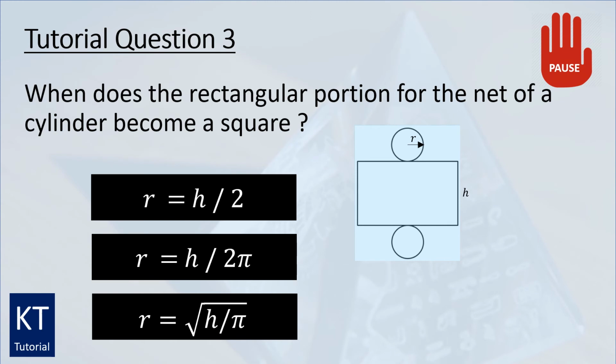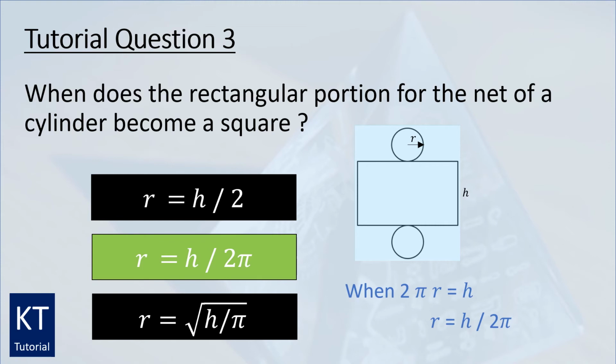Tutorial question 3. When does the rectangular portion for the net of a cylinder become a square? The rectangular portion of a flattened cylinder will become a square when both its sides are equal. This is achieved when 2 pi r is equal to h. A simple rearrangement of the equation should see to r being equal to h over 2 pi.